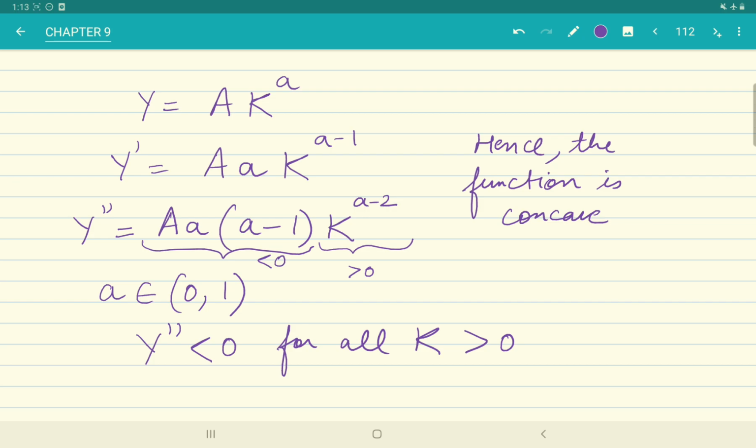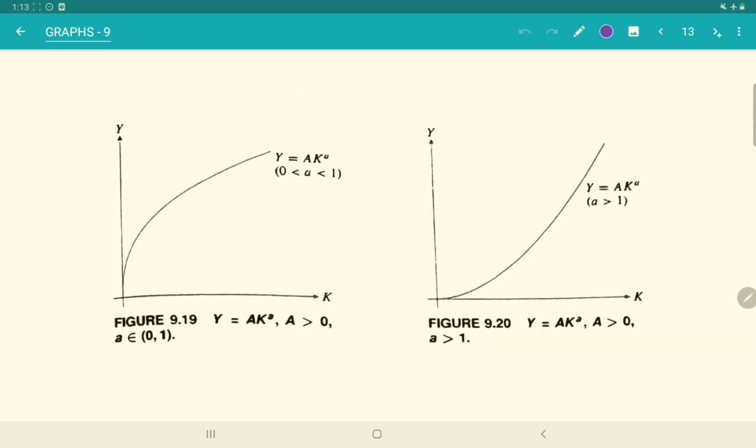And if we want to take a look at the graph here, for the graph of y is equal to A k raised to the power little a, for little a being between 0 and 1, we can see this diagram, figure 9.19, and we see here that you have the graph, and you can clearly see that the function is concave.